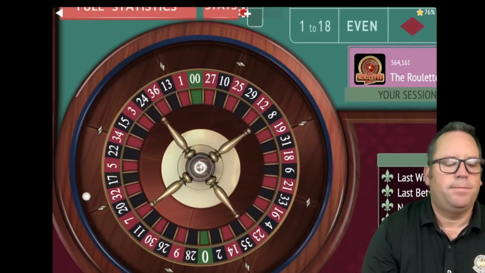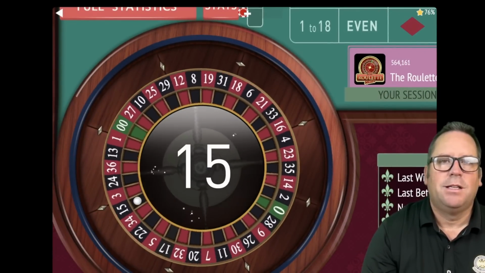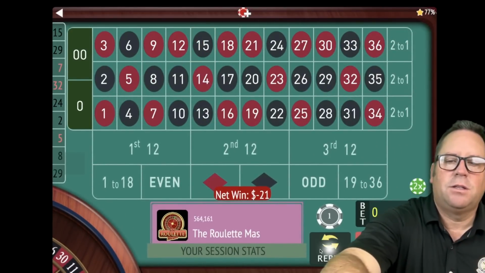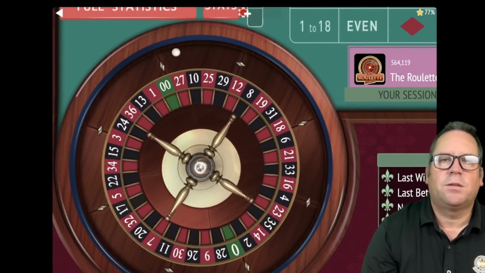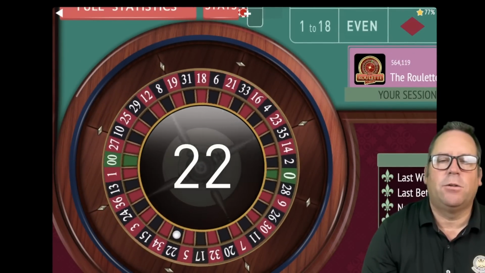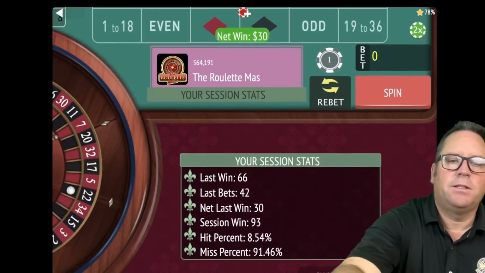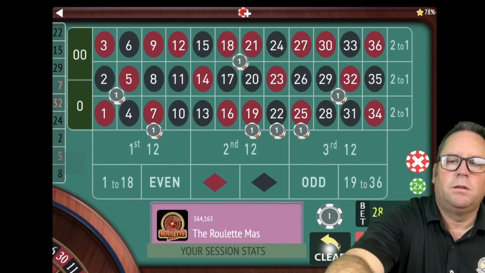Let's go ahead and spin, and let's see what we get here. That's a 15 black. That's a loss, so we're going to double the bet. I know that increases the risk, but it also increases the chance of rewards if you get a bunch of corner bet wins in a row. And that's a nice street bet, so that resets us, though. We're up 93. So we go back to 21. No more bets. And spin.